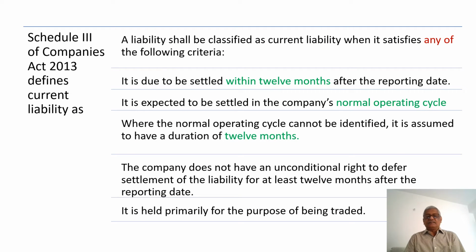Now, Schedule 3 of the Companies Act defines current liability as follows. A liability shall be classified as a current liability when it satisfies any of the following criteria. It need not satisfy all the criteria, just any one of them. If one of the conditions is satisfied, that item can be classified as a current liability in the balance sheet. 1. It is due to be settled within 12 months after the reporting date.